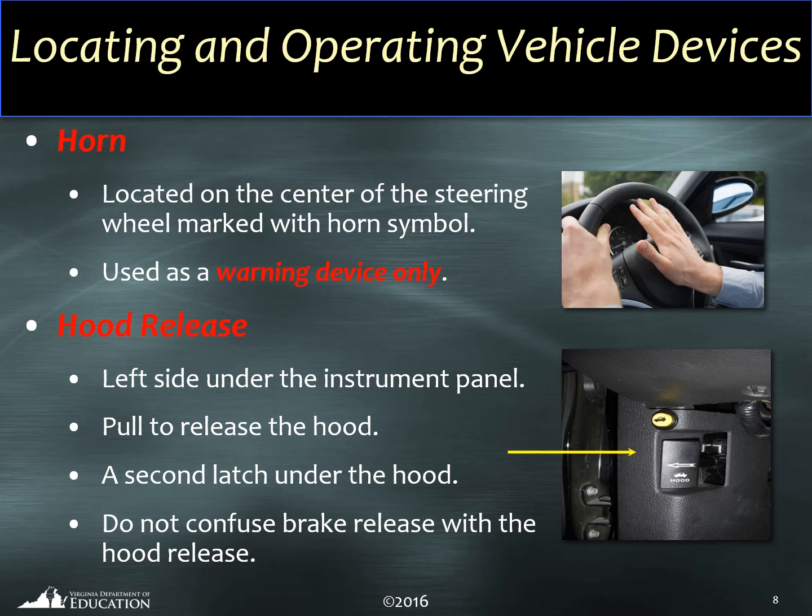Okay, horn, typically located in the center of your steering wheel. This is used as a warning device, not to antagonize other drivers. Okay, your hood release. This is just exactly what it says. It releases the hood. You must use this lever, latch, or button, depending on your car. This is what unlocks your hood and enables you to use it.